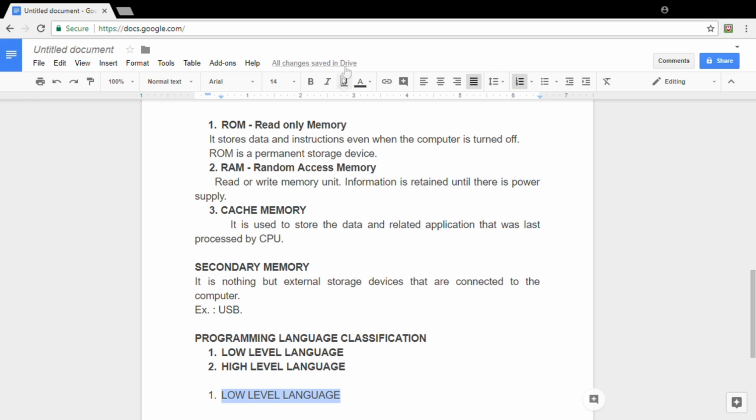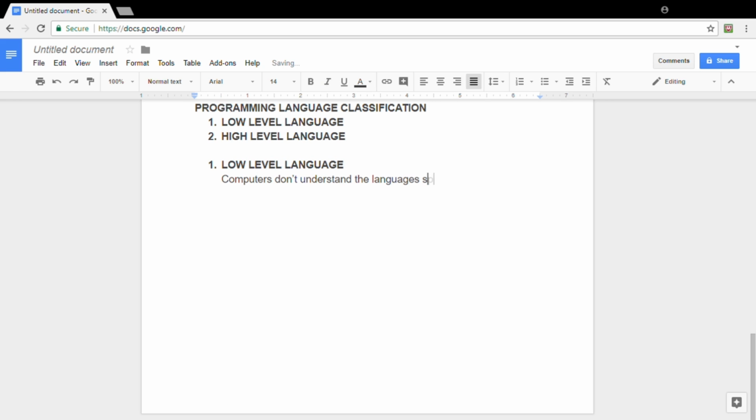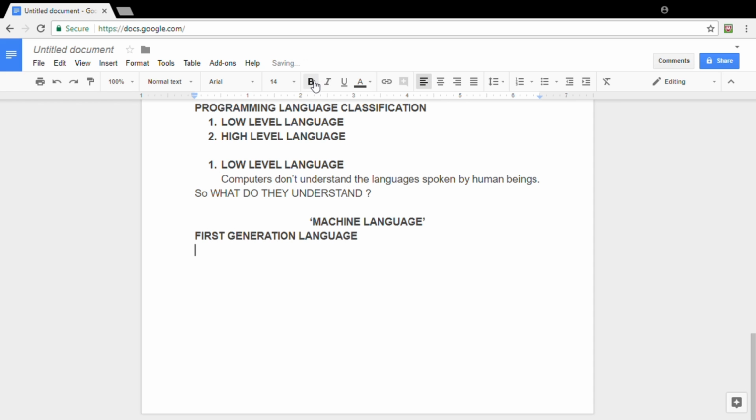So what is a low-level language? Computers don't understand the languages which human beings speak. So what do they understand? They understand machine language. First generation language. You can also call this first generation language as the fundamental language of computer. Machine language is written in binary form.